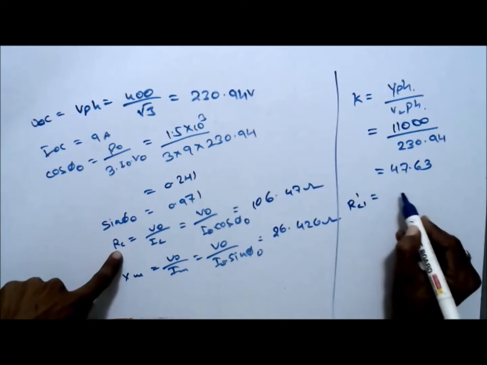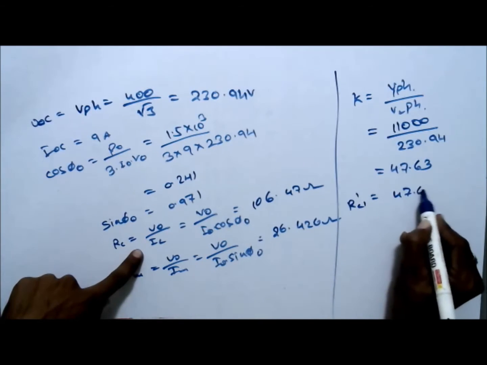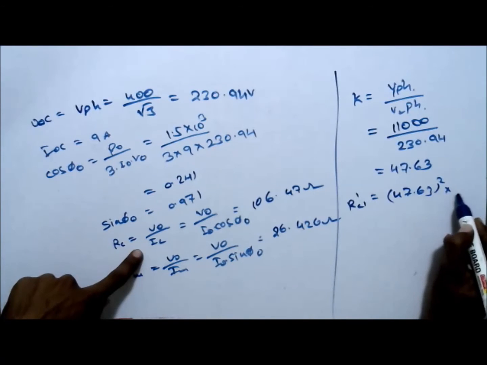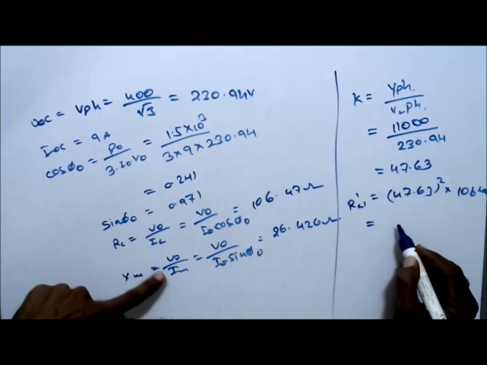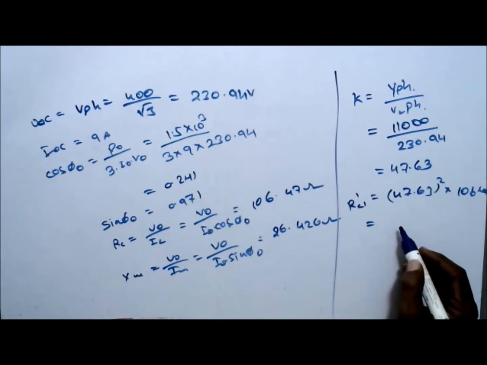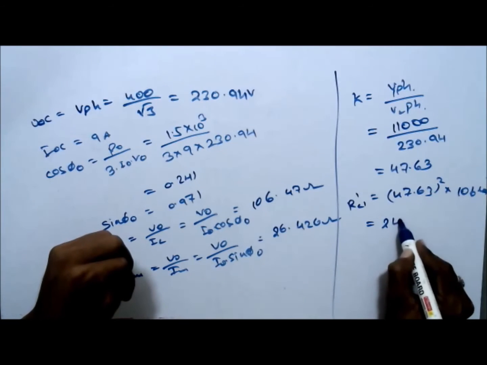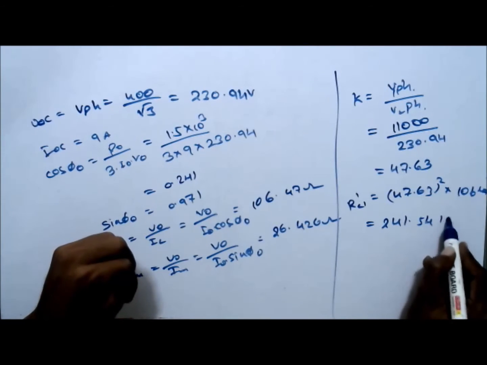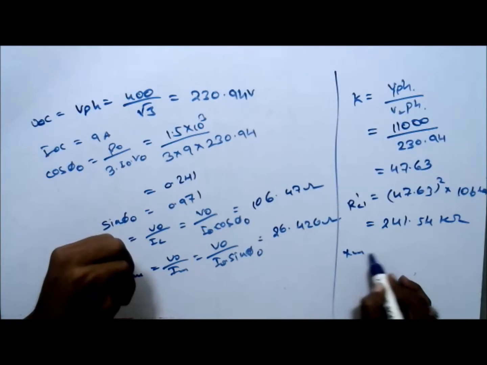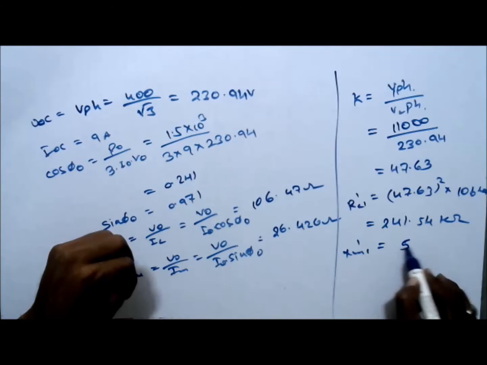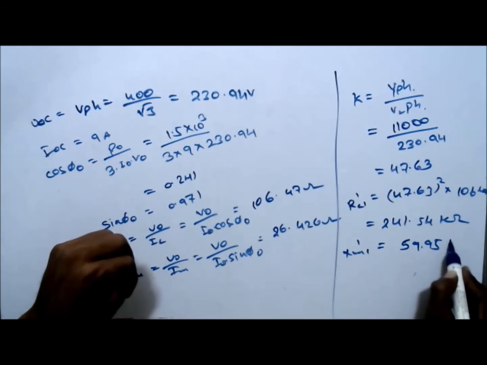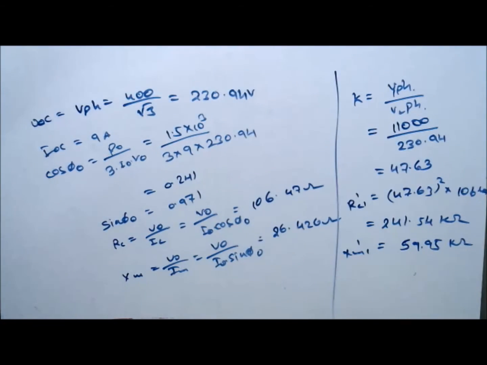So now refer these values to HV side. Rc1 dash is equal to 47.63 whole square into 106.47. This value comes to 241.54 kilo ohms, and Xm1 dash is about 59.95 kilo ohms. This is all about referring. And now come to SC test.